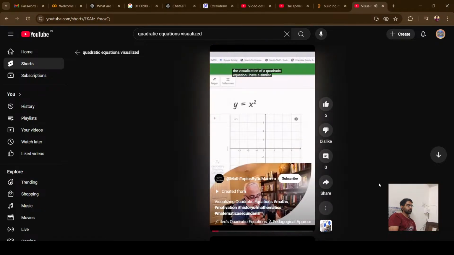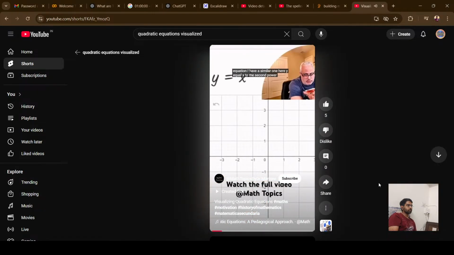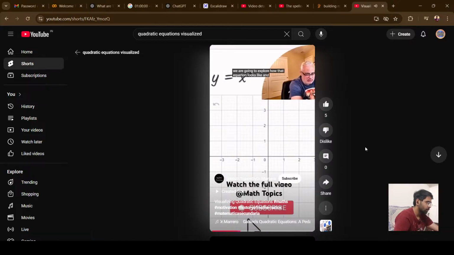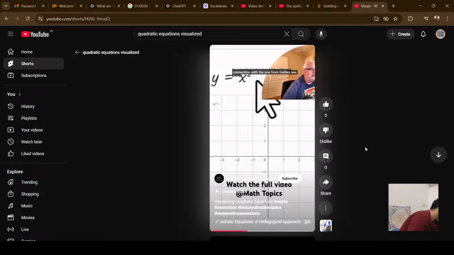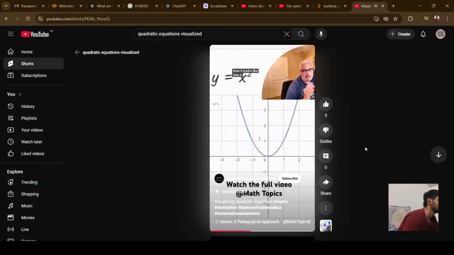I have a similar one here, y equals x to the second power. The exponent is 2 for the variable x. This is a function, a quadratic function. We are going to explore how that equation looks, and we can make a connection with the one from Galileo. See how it looks. This is the representation of a quadratic equation.